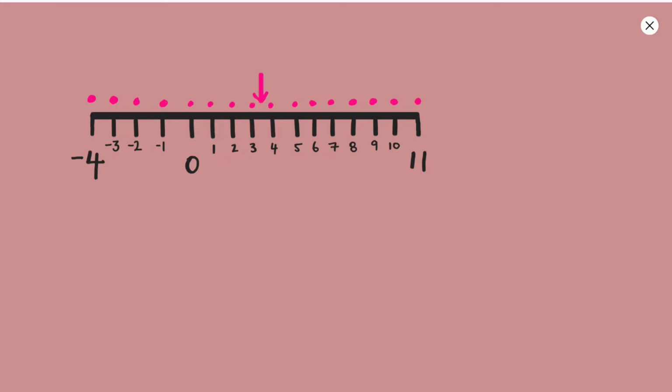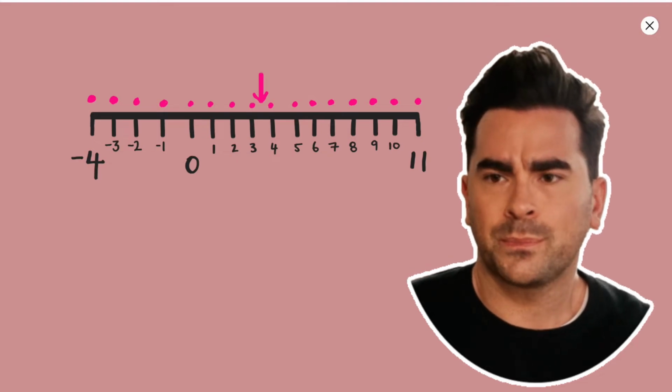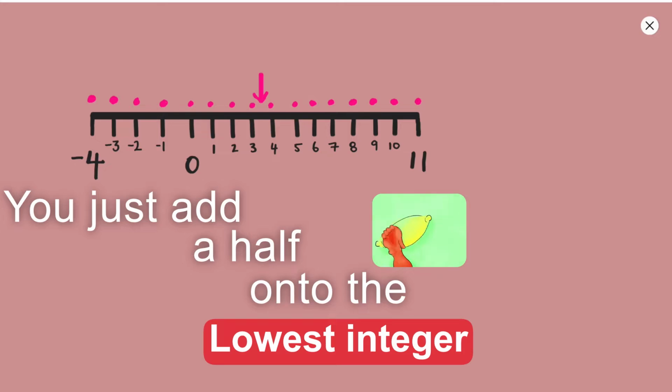Interestingly, this was the whole point of today's video, to find the midpoint. How do you find the midpoint of 3 and 4? You probably just know it, right? Because you know in between any two numbers, you just add a half on to the lowest integer. So this point would be 3.5.